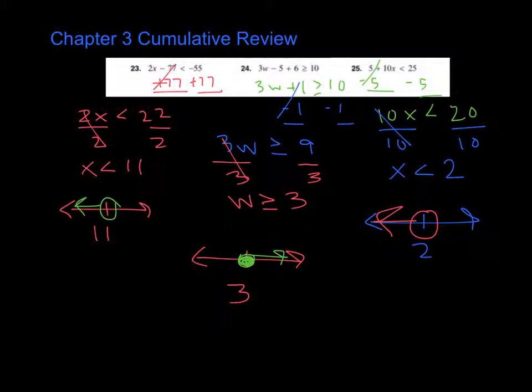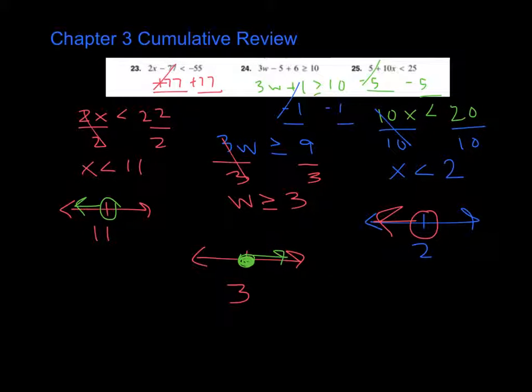On the next one, the first thing I did was combine that negative 5 and 6 to make 1, and then I subtracted 1 from both sides and divided by 3. That makes w greater than or equal to 3. That equal to is what makes this a colored in circle, and my arrow points to the right because that's where the numbers are greater than 3.